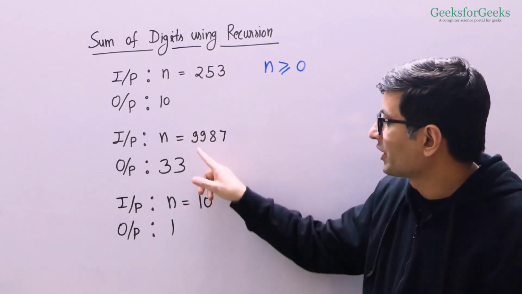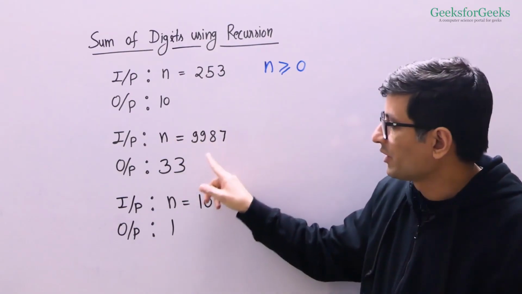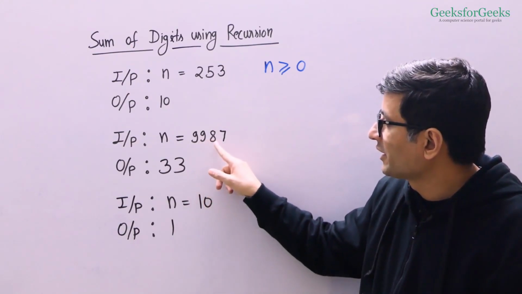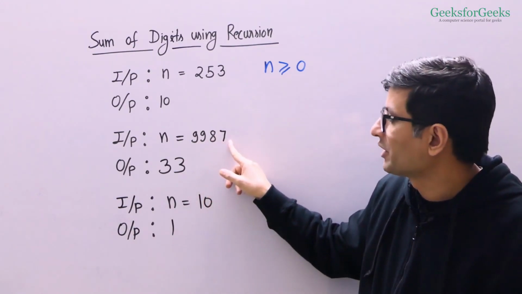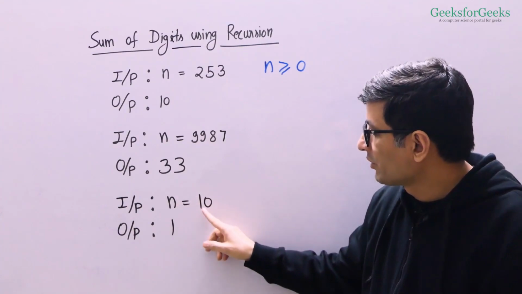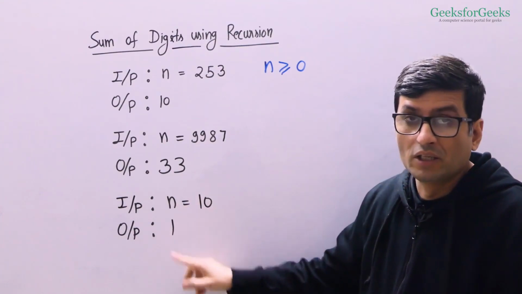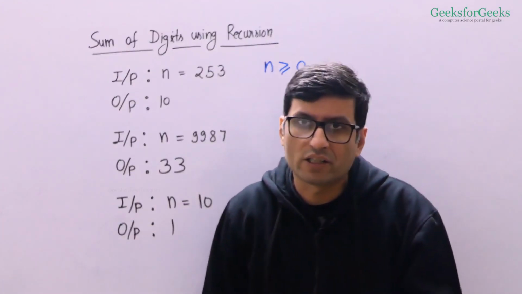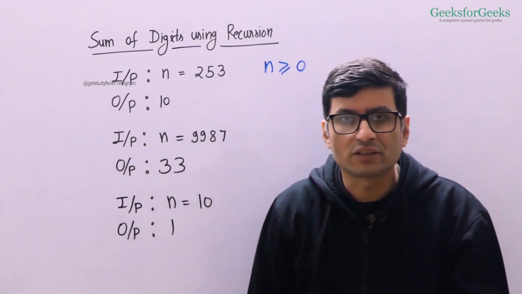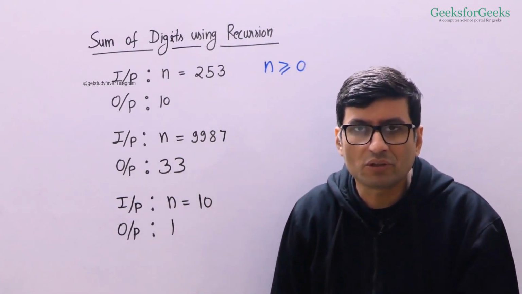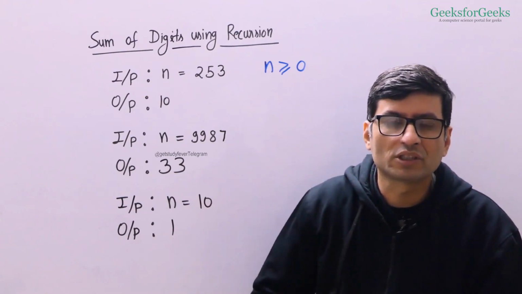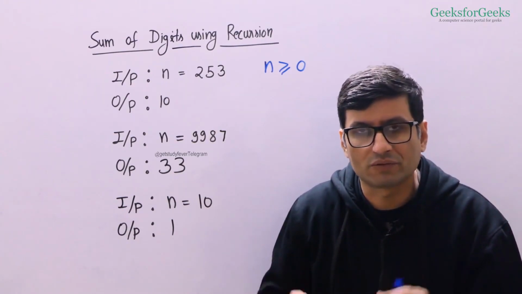If you are given 9987, then your output is going to be 9 plus 9 is 18, 18 plus 8 is 26, plus 7 is 33. If you are given n equal to 10, 1 plus 0 is 1. We need to write a recursive function that takes n as input, calls itself to compute the sum of digits and returns the sum of digits.